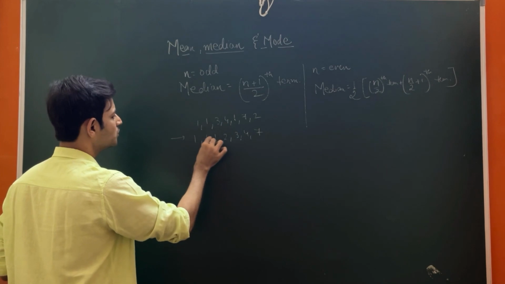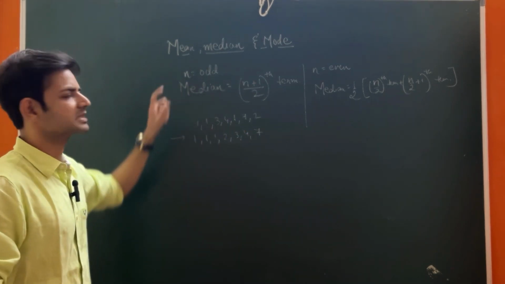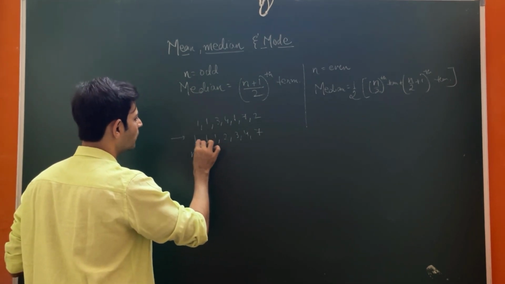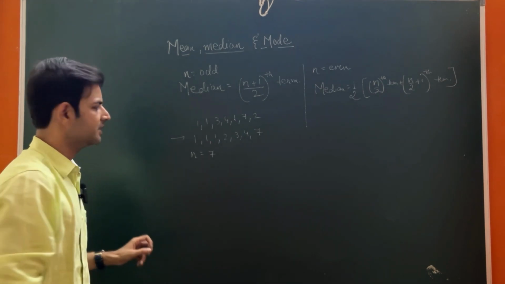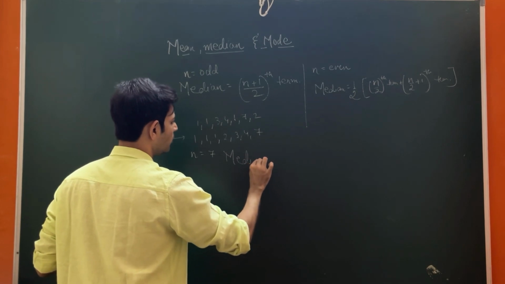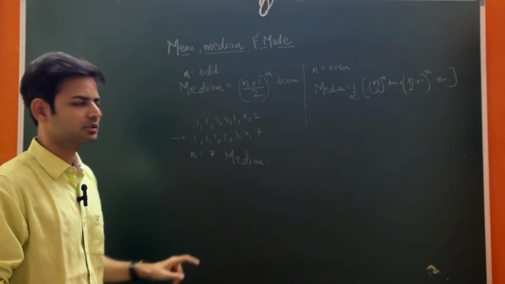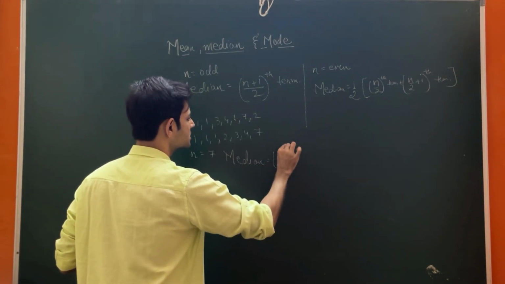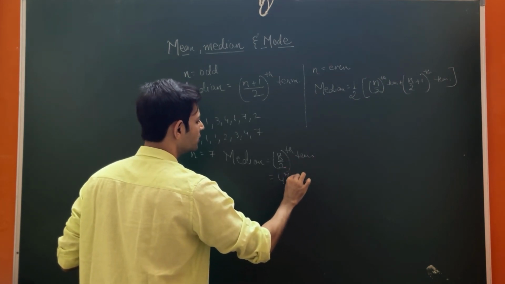That is 1, 2, 3, 4, 5, 6, 7. So right now the number of terms is odd. So n is equal to 7, and that is odd. So the median will be equal to the (n plus 1) by 2th term, that is (7 plus 1) by 2, 8 by 2, which is equal to the 4th term.